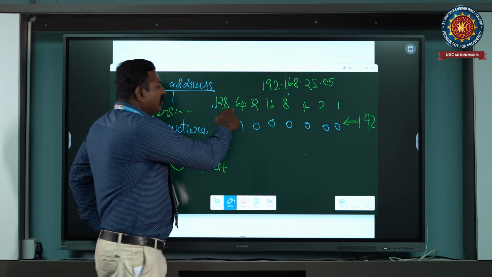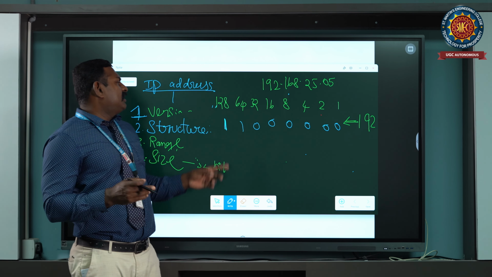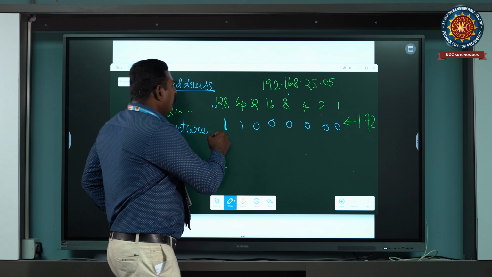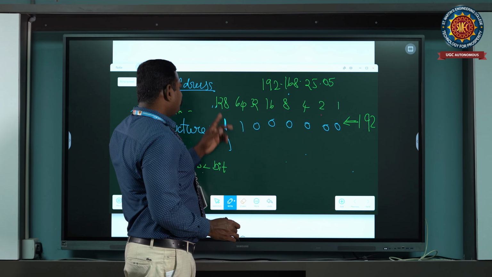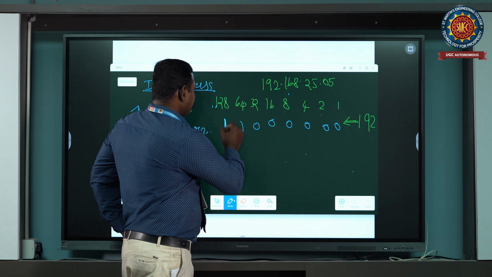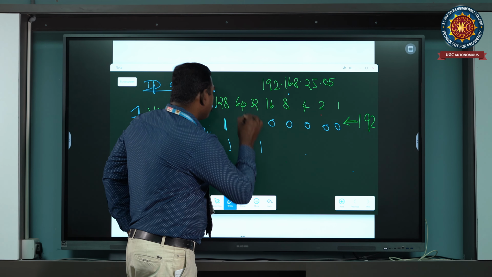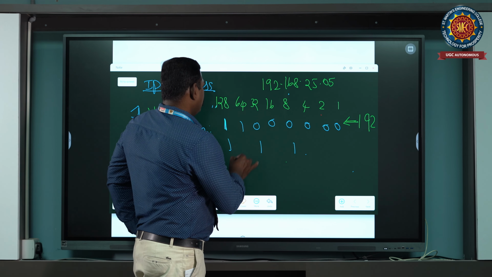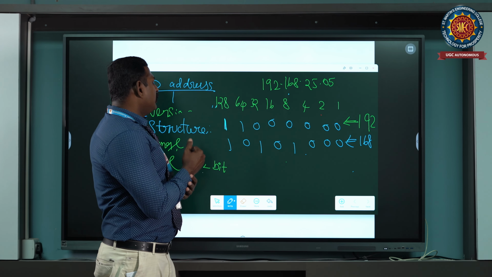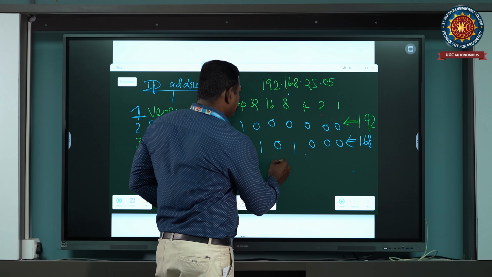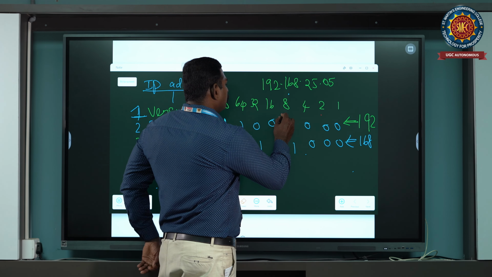Next, 168. What numbers do we need to add to get 168? 128 plus 32 is 160, next 8. Remaining all we put 0. Now the same way we can convert 25. What numbers do we need to add to get 25? 16 plus 8 is 24, plus 1. Remaining all we put 0.